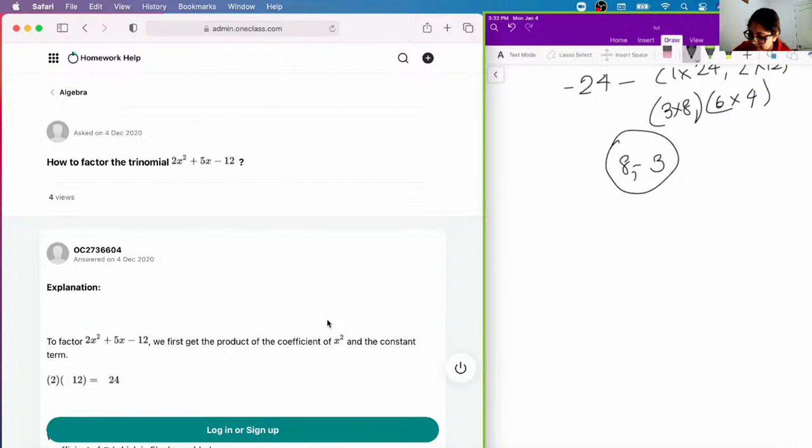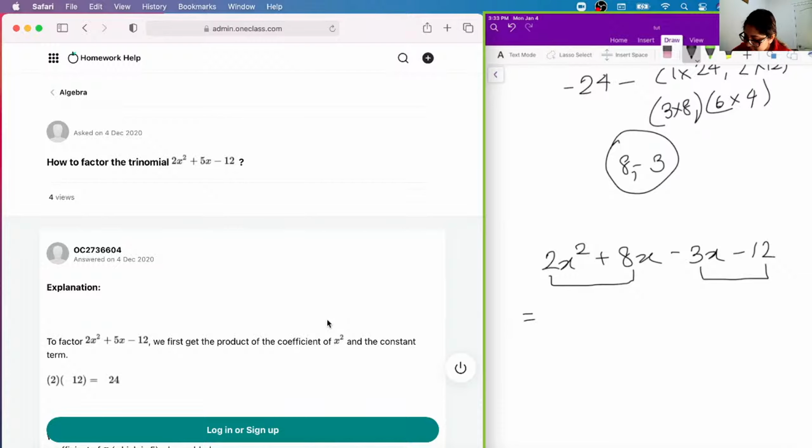So now we're just going to say 2x squared plus 8x. Instead of writing the 5, we're going to replace it with our two numbers, which is 8x minus 3x minus 12. Okay, now it's just simple factoring. So we're going to factor this by two terms.